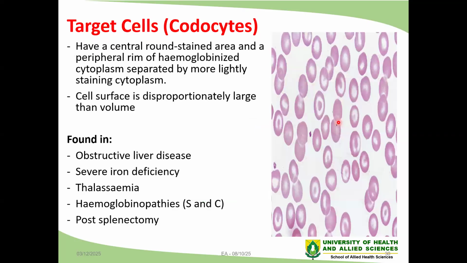Then we have the target cells. So if we look in this blood film, we know that for a normal red cell, there should be a central pallor like this one, a space in the middle where you don't find any hemoglobin. But for a target cell, the central pallor is widened, but in the middle of the central pallor is another area of hemoglobin. So it looks like a target. That's how come it is called a target.